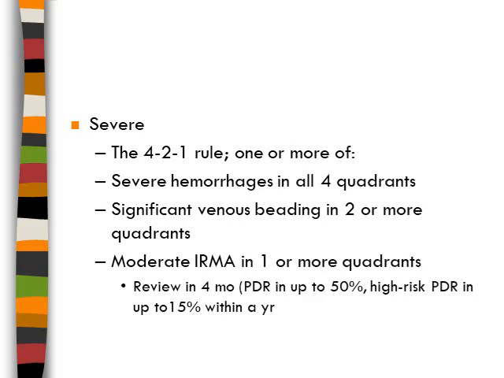Severe background retinopathy, or severe non-proliferative or pre-proliferative diabetic retinopathy, includes severe hemorrhages in all four quadrants, significant venous bleeding in two or more quadrants, and moderate intraretinal changes in one or more quadrants. The patient should be reviewed in 4 months, as proliferative diabetic retinopathy is expected in up to 50%, and high-risk proliferative diabetic retinopathy in up to 15% within a year. So these patients need to be followed up relatively earlier.